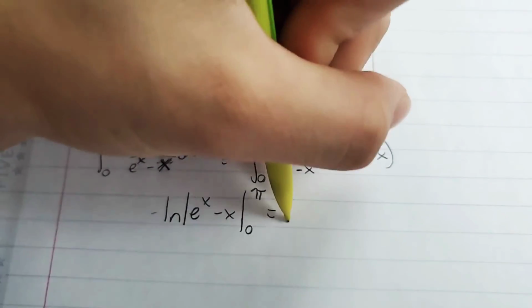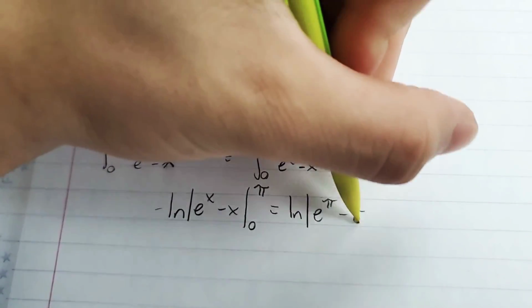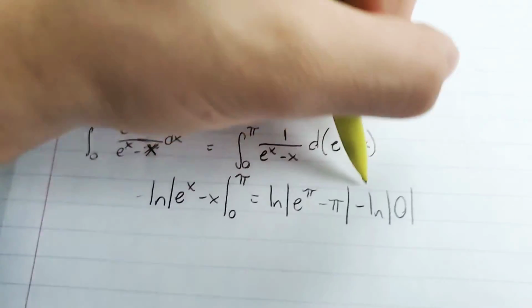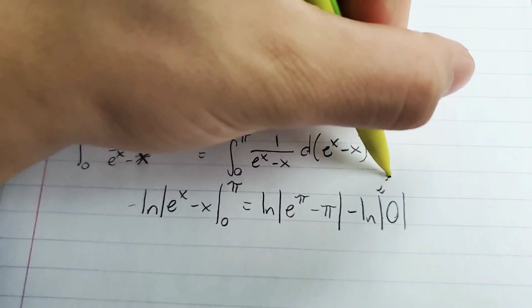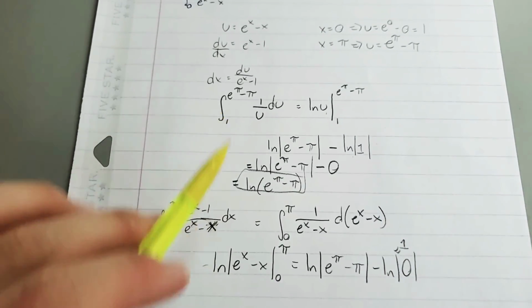I'm just going to say that ln of e to the pi minus pi, minus ln of 1, and that equals 0. And so those are two different ways to do it. Again, the second one is quite a bit faster, as you can see.